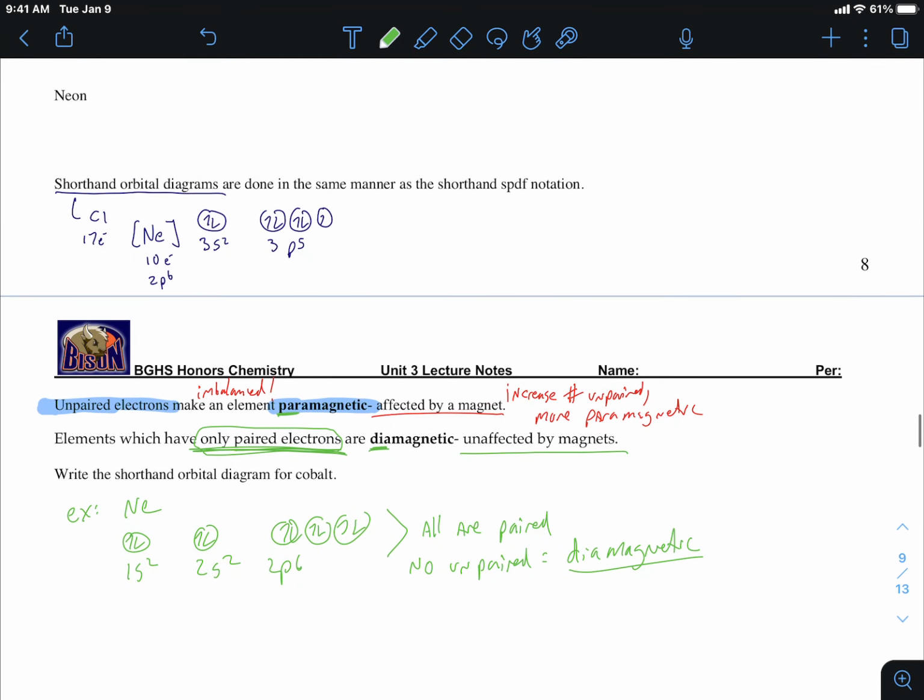Okay, and that's pretty much everything. Your homework is the homework on spdf notation and electron configurations, which is homework 2.